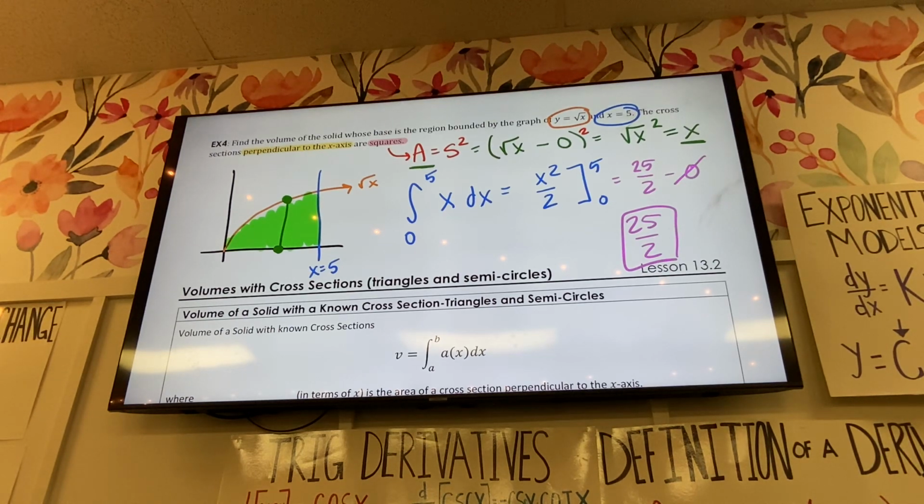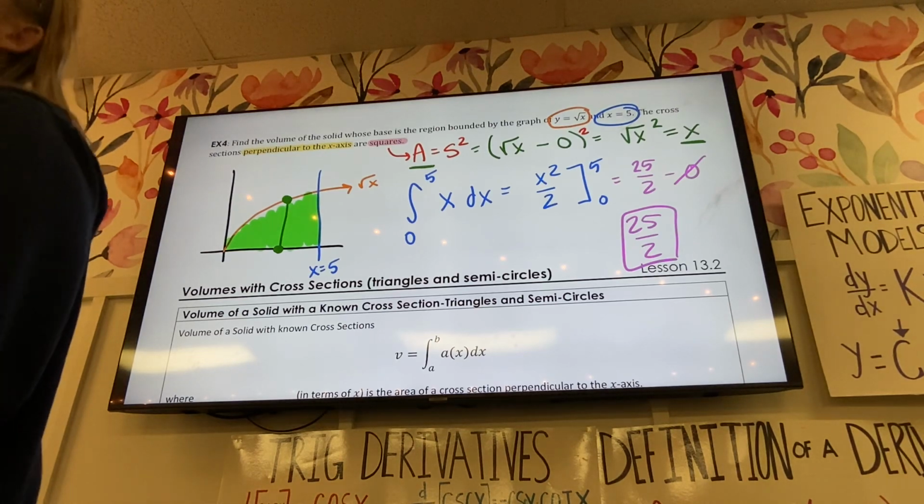So that's the goal for this unit here. That's what this lesson is over. That's what you need for it, is all of the geometry formulas. These are the geometry formulas.